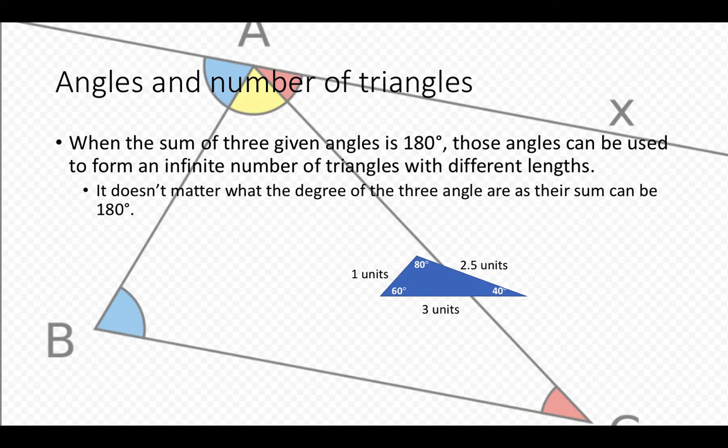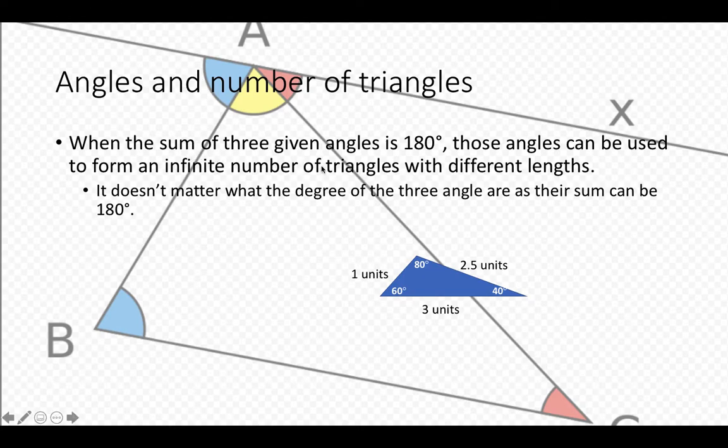So we're going to talk about an abstract concept that I'm going to do my best to explain. The angles and number of triangles. Okay, this is important. You do have a question this week on your mid-module check that talks about the number of angles or the number of triangles that can be made based off of the angle relationship. So please try your best to pay attention to this section here.